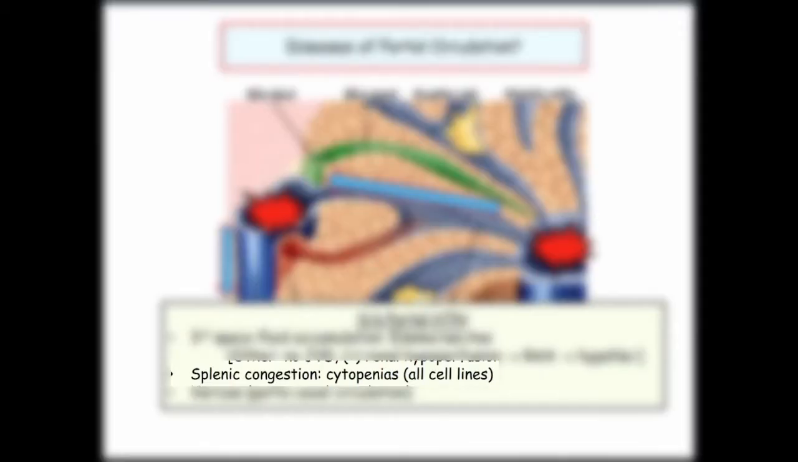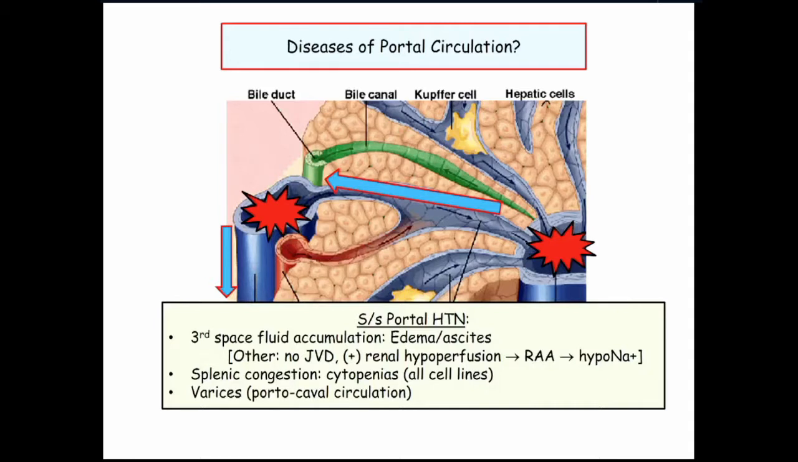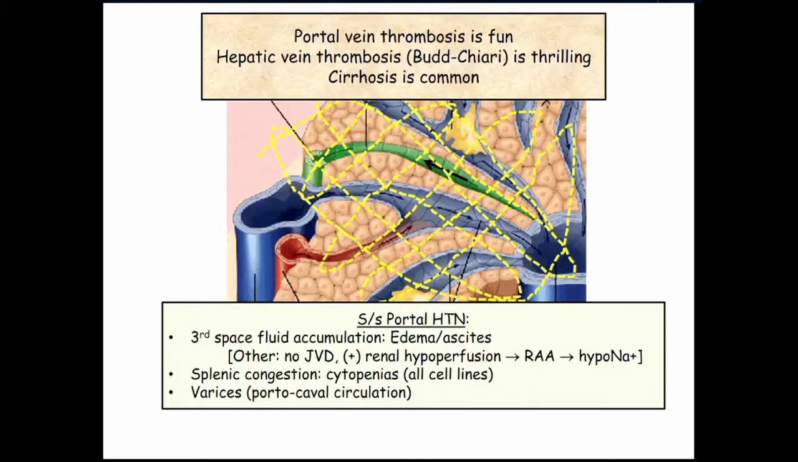Splenic congestion, so hypersplenism, and I just want to emphasize, I'll say it 20 times, it's all cell lines. We're really used to thrombocytopenia, but it can be leukopenia and anemia as well. And then, of course, varices. So those are signs and symptoms of portal hypertension, but it doesn't tell us the cause. You get portal hypertension if you're blocking up the central vein for whatever cause, or the portal vein. But the most common cause, of course, is cirrhosis.